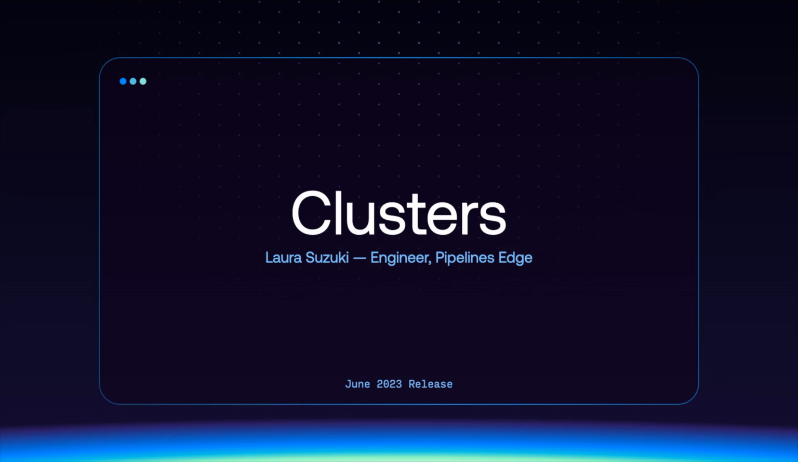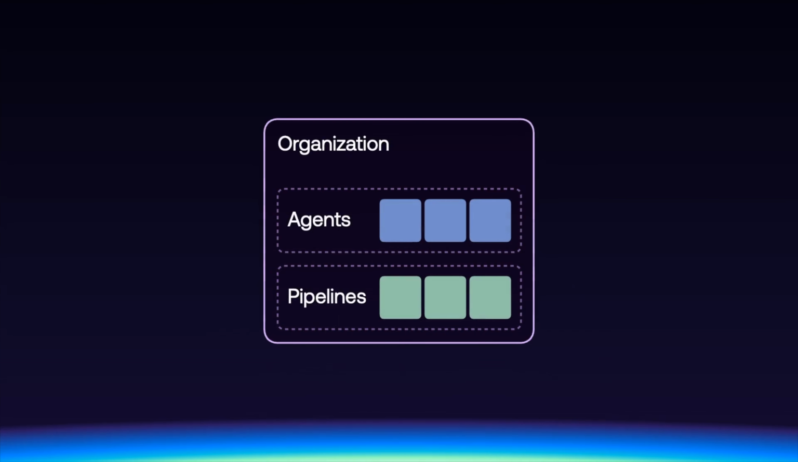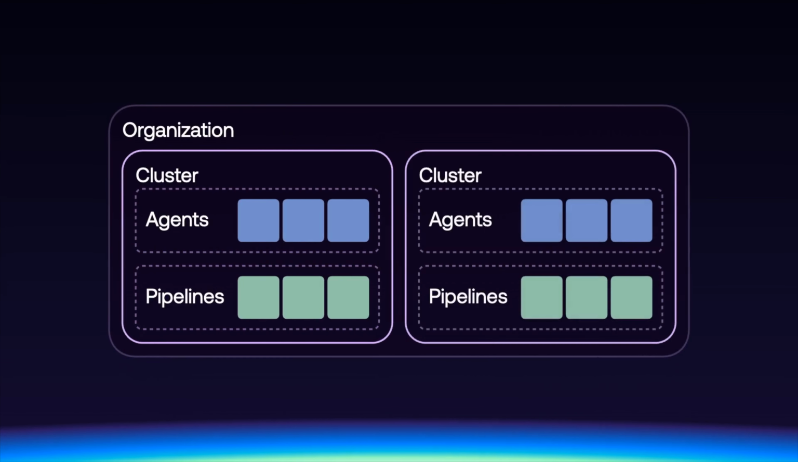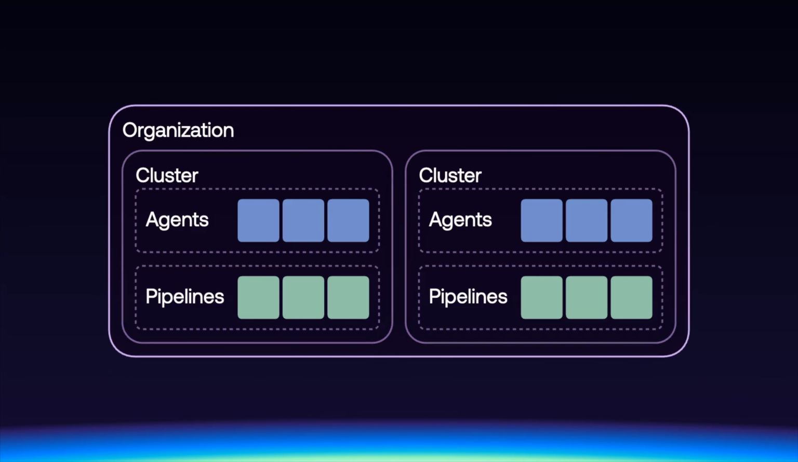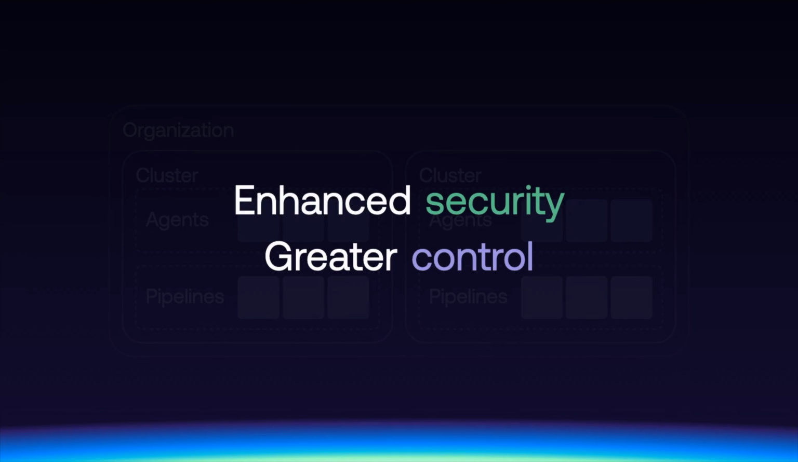Today I'll introduce you to clusters, a new way of managing your Buildkite agents. Until now, all agents and pipelines live together within an organization. With clusters, you can create isolated groups of agents and pipelines within your one organization. Grouping agents within clusters ensures they are contained within set boundaries. This is fantastic for the security of your applications.